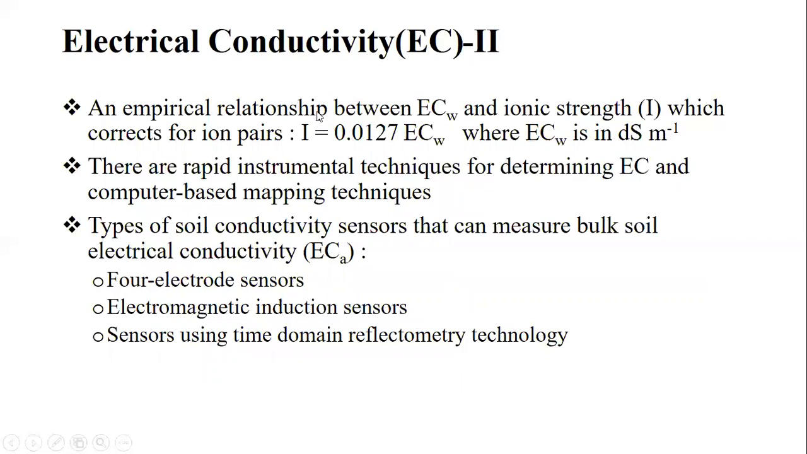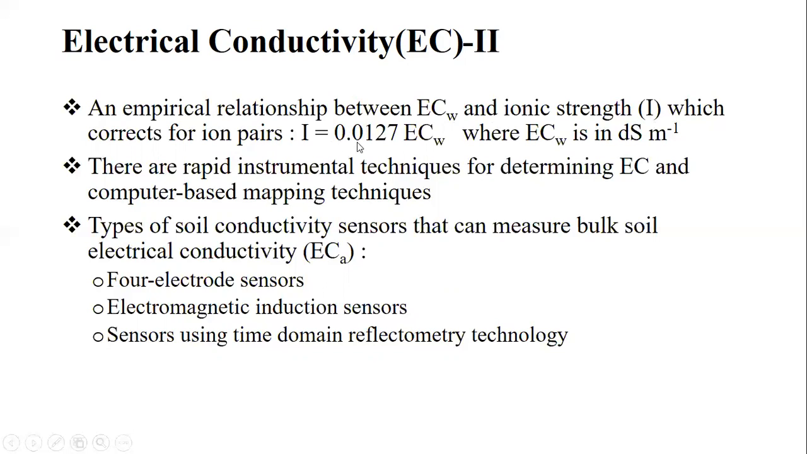Remember, I told you about empirical relationships. They are not super accurate, but they give you some kind of relationship. They are obtained from statistical analysis of many samples. They find relationships, so these are not rules, not by law, but you can utilize them to approximate. That's why we call them empirical relationships between ECw and ionic strength I, which corrects for ion pairs.